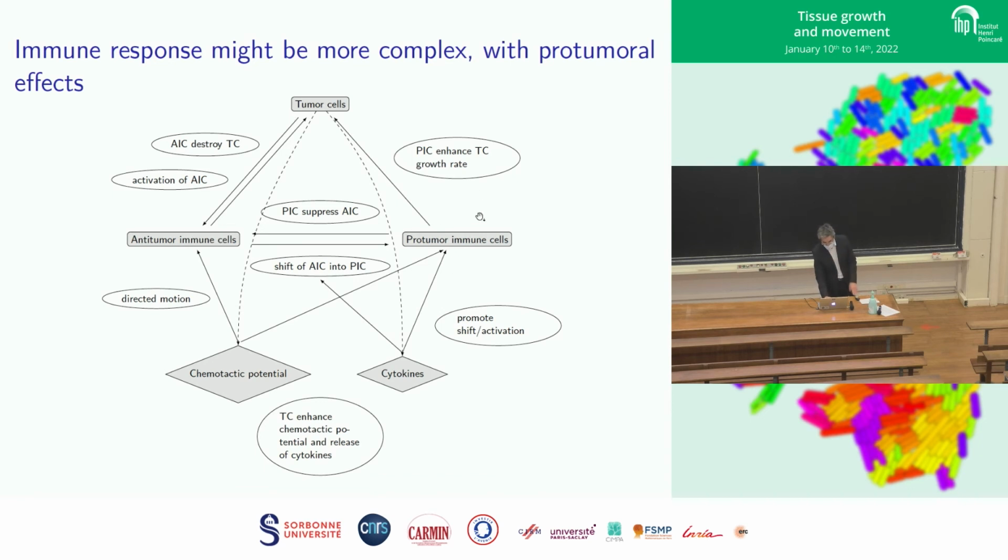The action of the pro-tumoral cells is to increase the growth rate of the tumor cells. Another action is that the pro-tumor cells are able to remove anti-tumor immune cells. So there are different arrows that you need to translate into different terms in the equation. So this is really a mess. I don't want to write the equation.